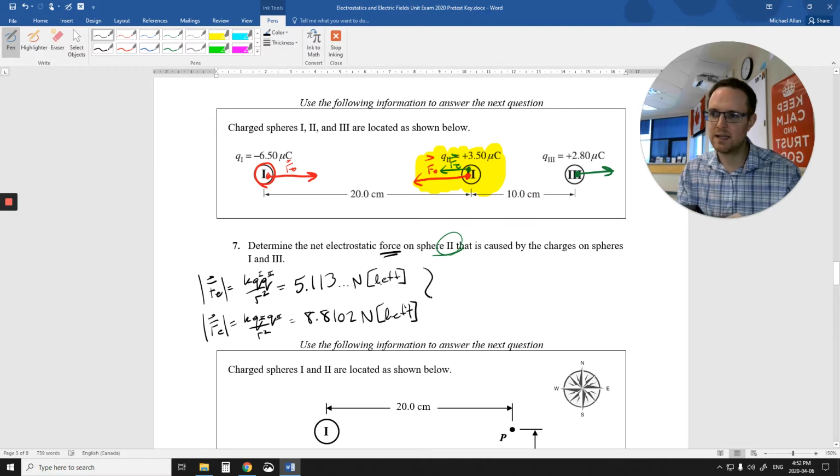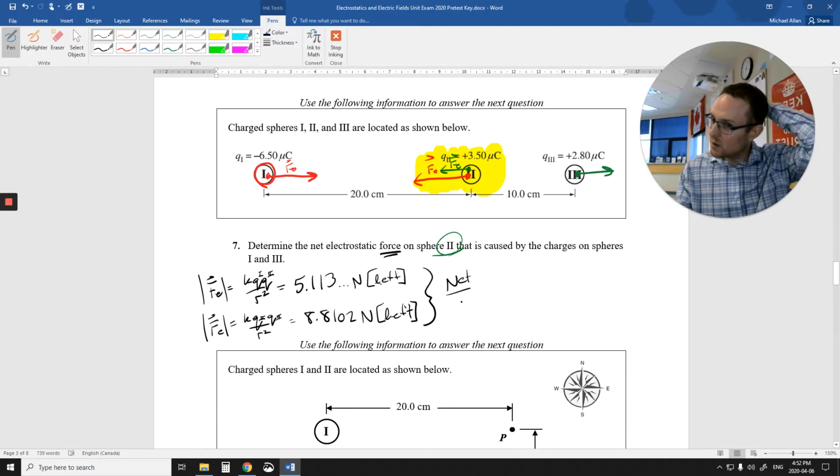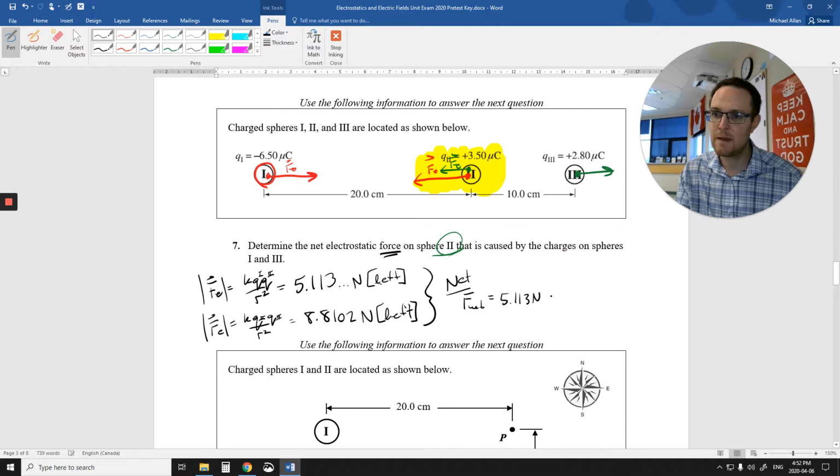Since they're both going left, I'm going to look at my net force. So remember, our net force is just the sum of all the forces. There's no x and y's here because everything is just collinear with each other. They're both going left. So my net electrostatic force on this is just going to be the addition of these 2 numbers, 5.113 plus... If I just say left is positive, I could just leave these as positive numbers.